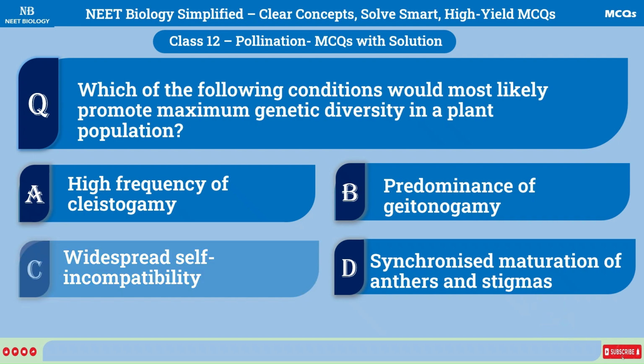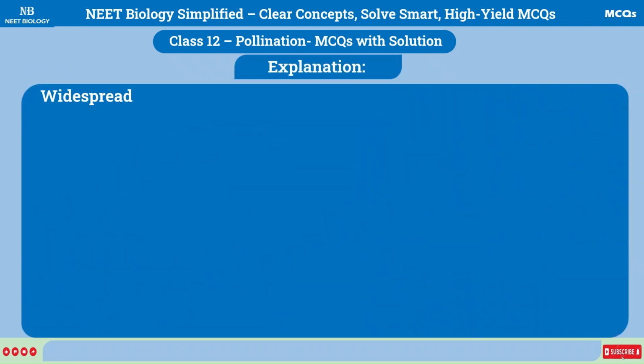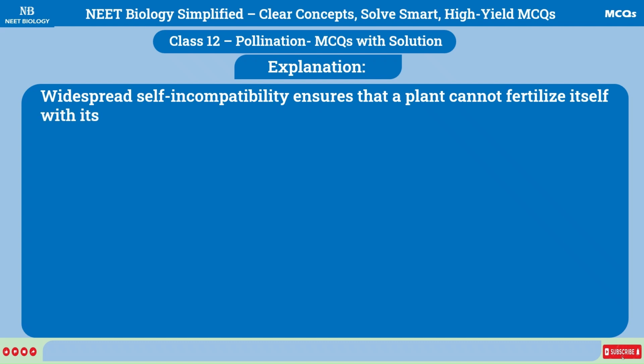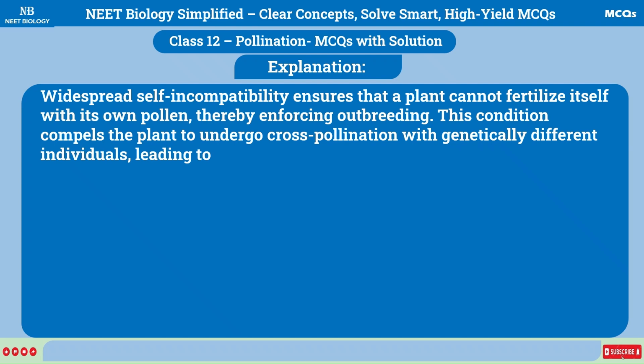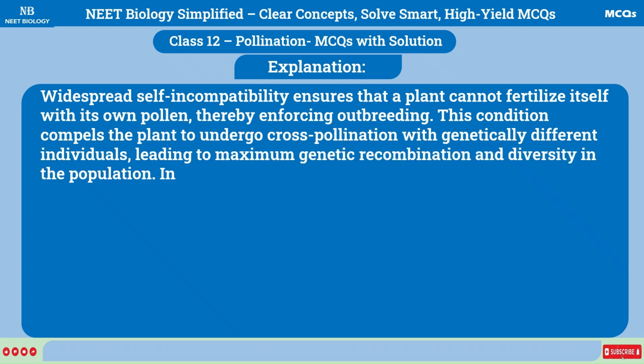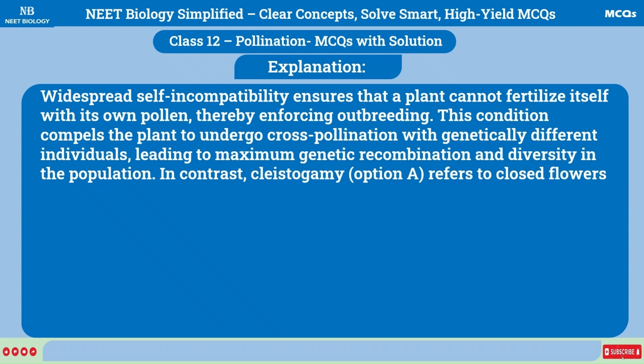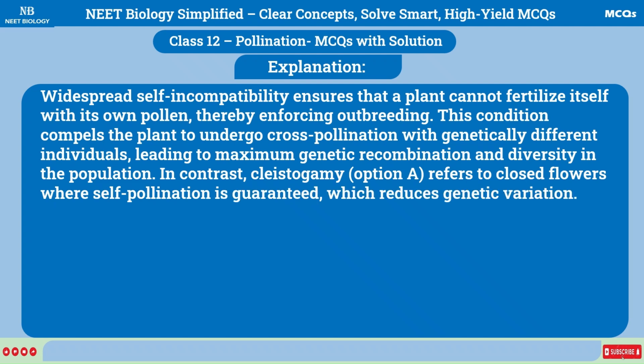Correct option is C. Widespread self-incompatibility. Explanation. Widespread self-incompatibility ensures that a plant cannot fertilize itself with its own pollen, thereby enforcing outbreeding. This condition compels the plant to undergo cross-pollination with genetically different individuals, leading to maximum genetic recombination and diversity in the population. In contrast, cleistogamy, option A, refers to closed flowers where self-pollination is guaranteed, which reduces genetic variation.